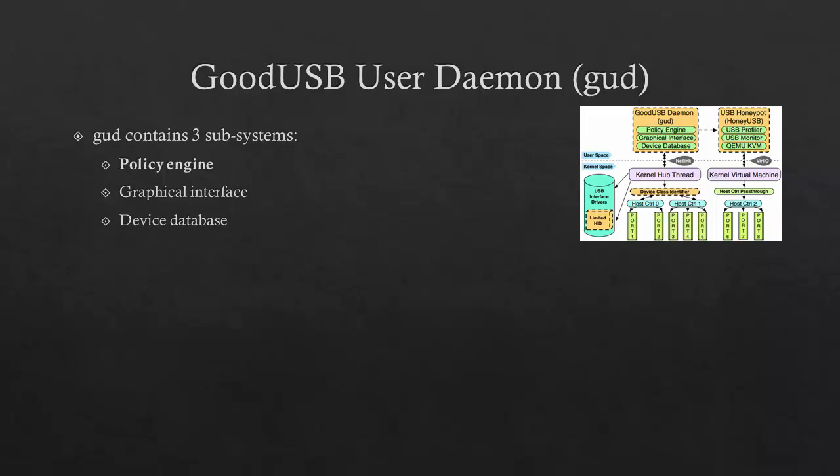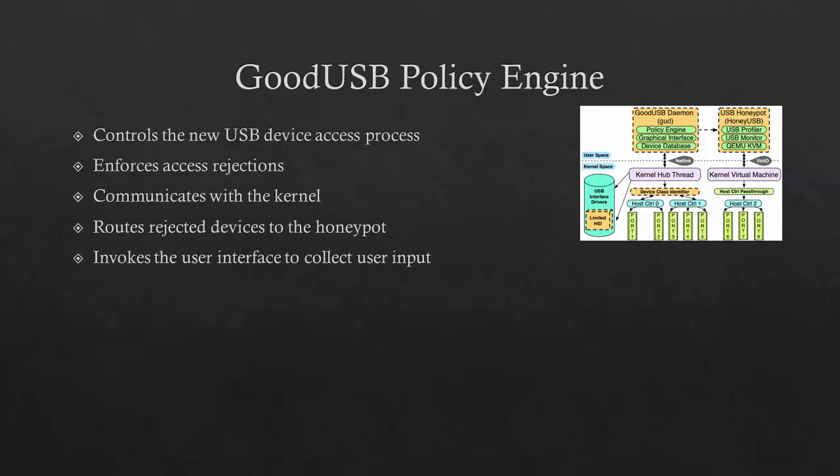The good USB user mode daemon is implemented in terms of three subsystems: the policy engine, the device database, and the user interface. Let's start the discussion of the daemon with the policy engine. The policy engine is the process controller, in effect, and oversees the act of determining whether a new USB device meets the user's expectations or not. If not, the policy engine enforces the rejection of the access request. Rejected requests may be blocked or redirected to the honeypot virtual machine for analysis.